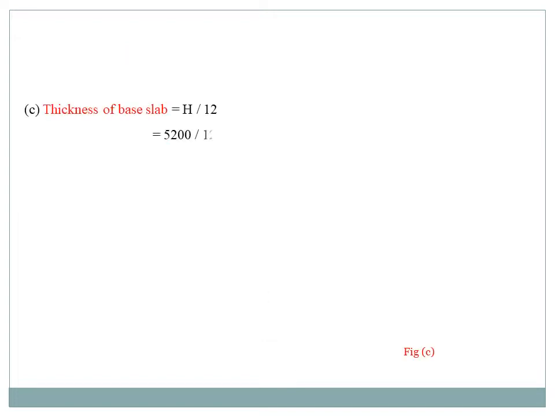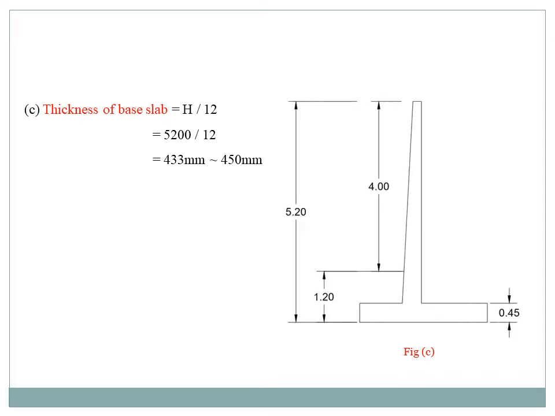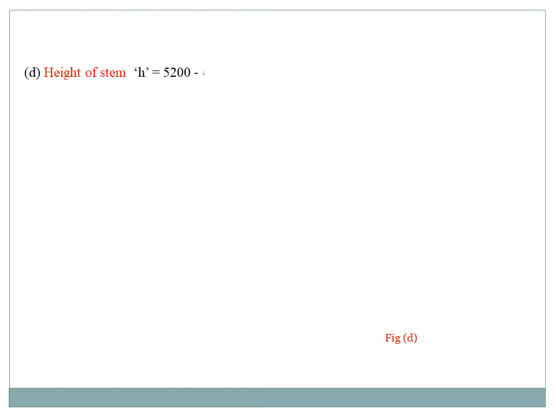The next, thickness of base slab. It is a simple formula, equal to capital H by 12. Capital H means the overall depth of wall, which we know is 5.2 meter. So 5200 mm divided by 12, we get 433 mm. So we can take a rounded-off value of 450 mm. Just mark the value in our diagram, 0.45 meter.